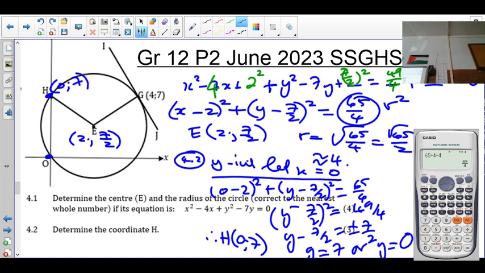Again, you don't have to go through all of that. Okay, we can use the fact that those points are also symmetrical. Okay.